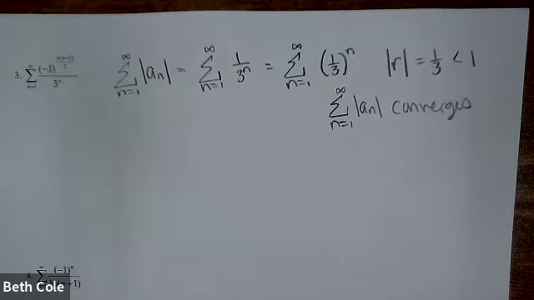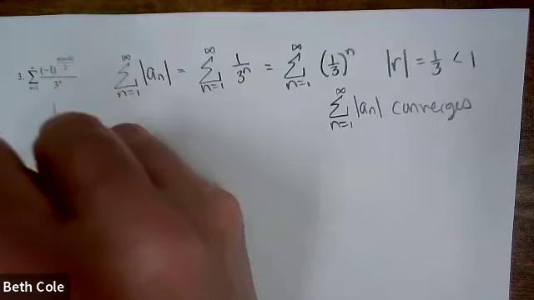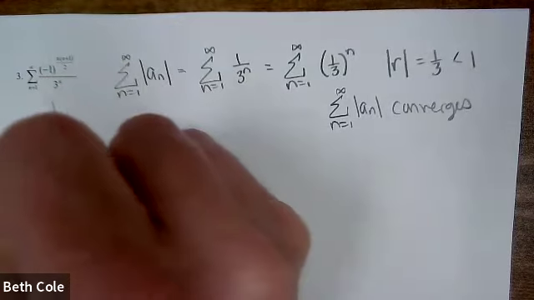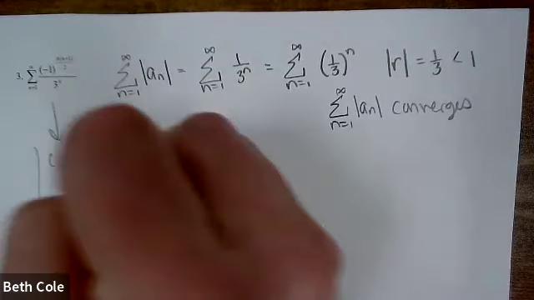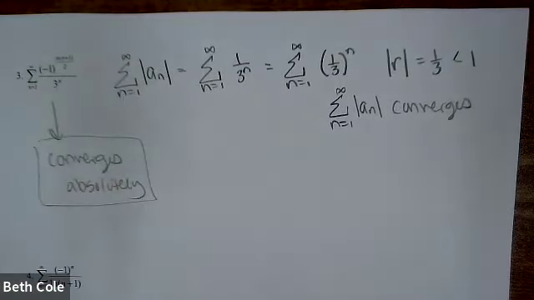And if your absolute value series converges, your overall conclusion is that the original one converges absolutely. So it's nice when the absolute value converges because you get to just stop and say, okay, that's my answer.